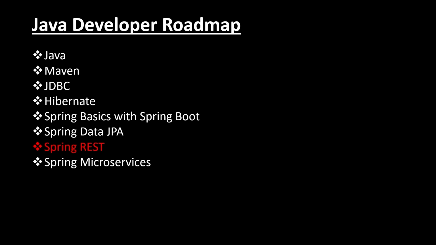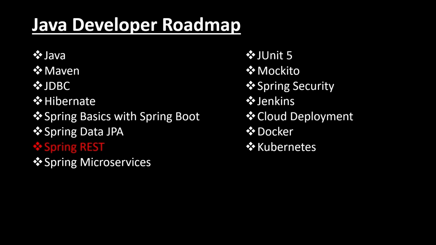Now, besides this, there are many more things like JUnit 5, Mockito, Spring Security, Jenkins, deployment on cloud, Docker, Kubernetes, and there can be many more things. AI is also coming, ML, IoT is also there. So all those things you can also integrate with Java and Spring Boot. Those will also come on this channel itself, but in some time.